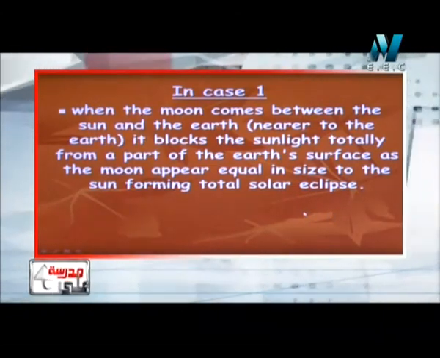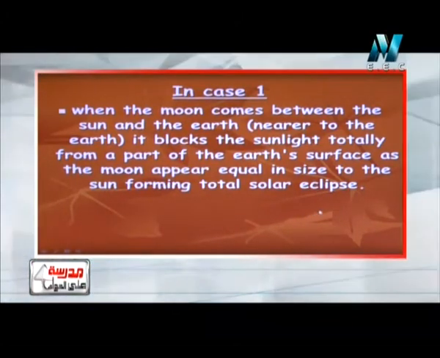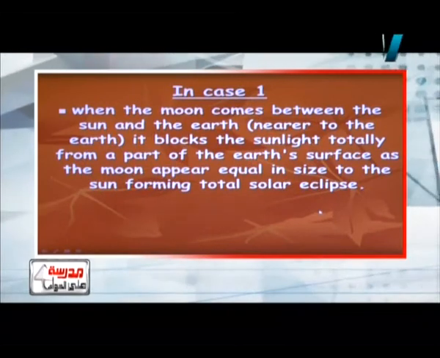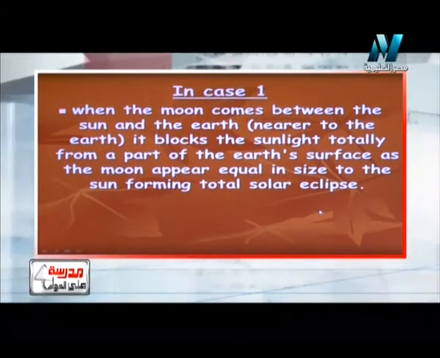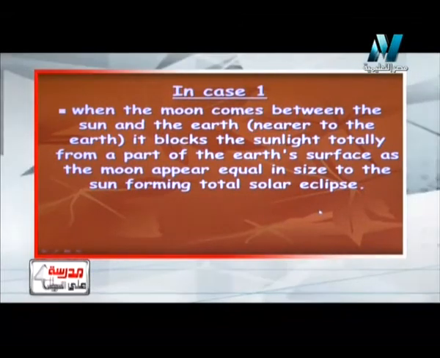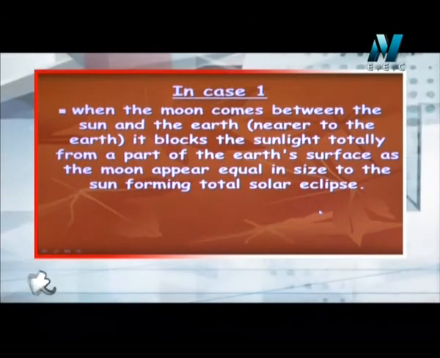So in case one, which I draw, when the moon comes between the sun and the earth, nearer to the earth, not nearer to the sun, it blocks sunlight totally. Totally here means completely from a part of the earth's surface, as the moon appears equal in size to the sun, forming what's called a total solar eclipse.